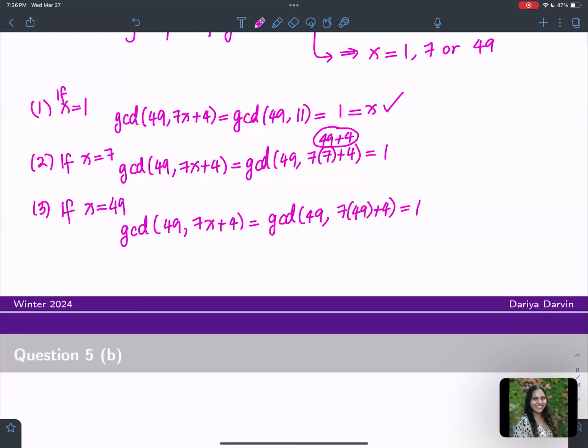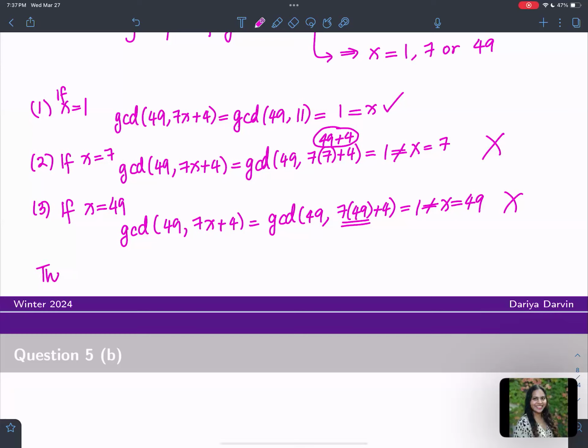Yeah, it's 1. Again, same logic. 7 times 49 plus 4. It's a multiple of 7 plus 4. A multiple of 7 plus 4 cannot be a multiple of 7 or 49. Okay, so 49 and that number can have nothing in common. So this is not equal to x, these two. So here x equals 7, here x equals 49. So in both these cases, the GCD is not equal to x. So those cases are not correct.